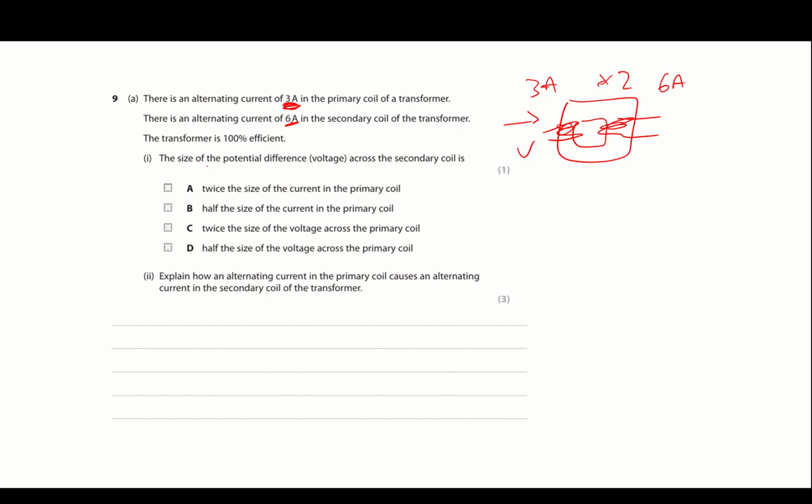So the voltage, which is the question, calculate the size of the voltage. This must have halved. So in the secondary coil, the voltage across the secondary coil is half the size.